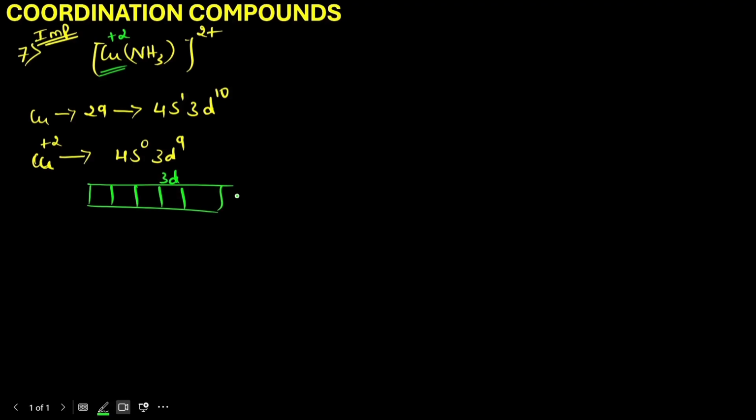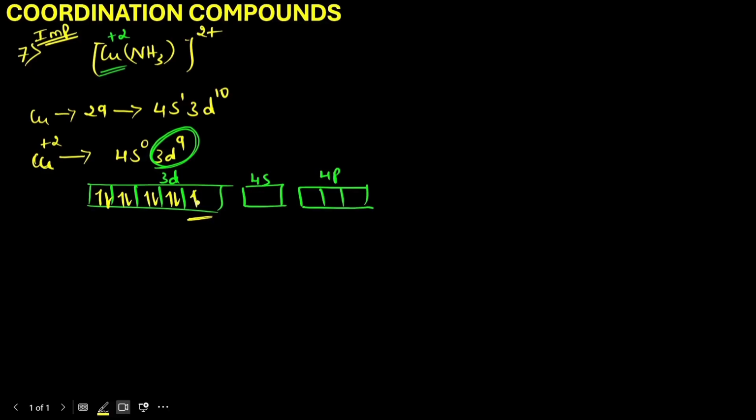This is 3d, 4s, and 4p. How many electrons are there in 3d? We have 9 electrons: 1, 2, 3, 4, 5, 6, 7, 8, 9. We are left with only one unpaired electron.